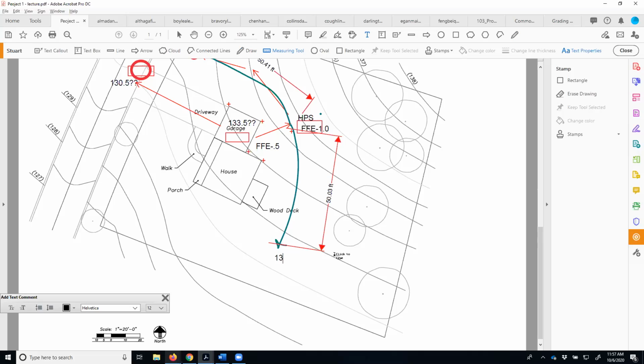Is that 130? Yeah, I think it's 130. Okay. Now, do you remember what we said the elevation was up here for the HPS? In case you've forgotten, I'm going to type it back in.